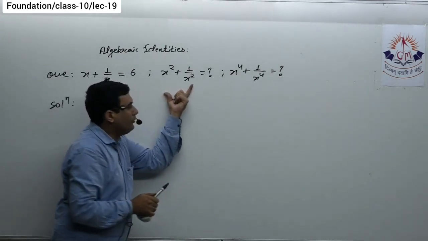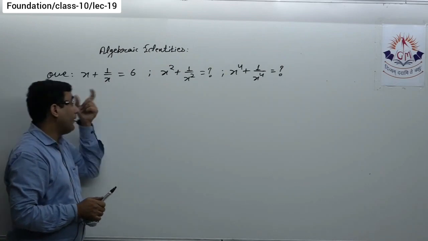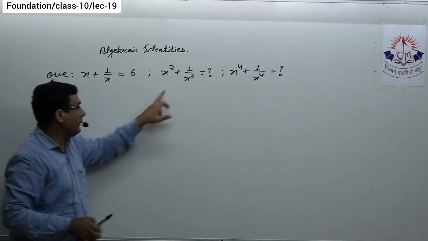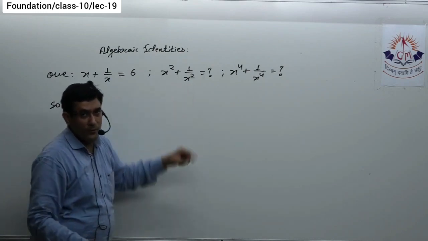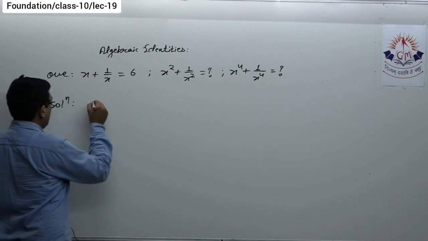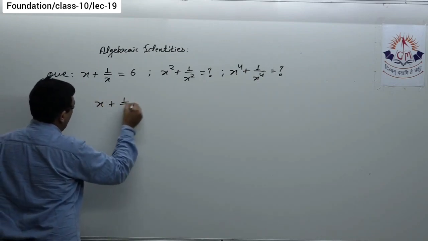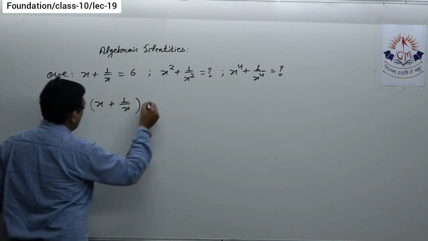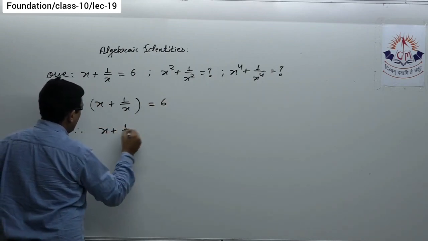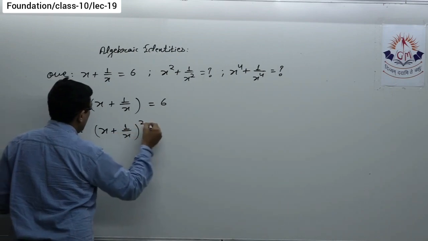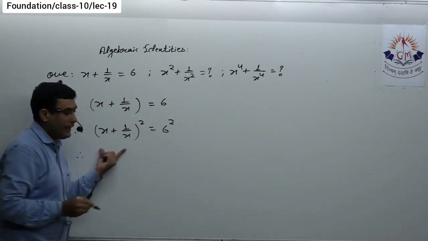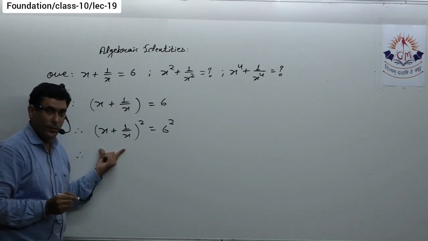So to get the value of x square plus 1 upon x square, we have to start with this, and when we square both sides, definitely we'll get these two terms. We'll get one extra term, but definitely we'll get this term. So let us see how to start. We have x plus 1 upon x is equal to 6. Squaring both sides, what will I get? Here definitely I will get 36, and here I can apply the identity of a plus b whole square.